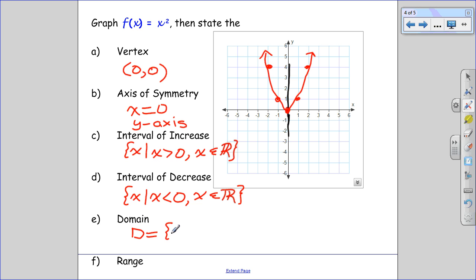For the domain, we're not dealing with ordered points, so we start with x such that... If I look, my graph continues off to the left, it continues off to the right, it's going to pass through everything, so we just say it's an element of the real numbers. And for the range, there's the smallest value. y can't go below 0, so I have to say y is greater than or equal to 0, and then it's an element of the real numbers.